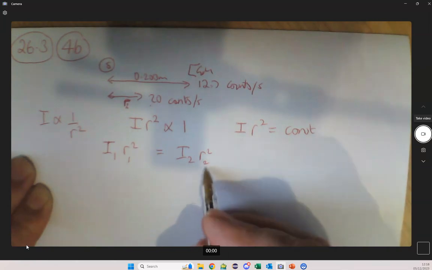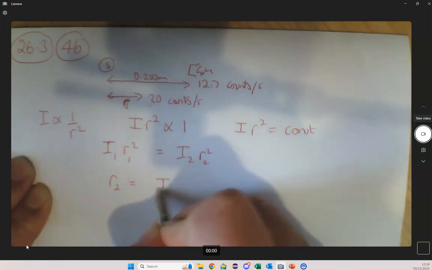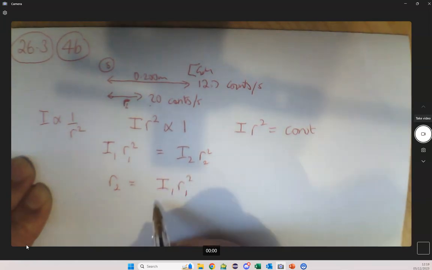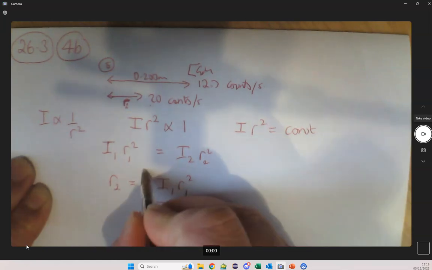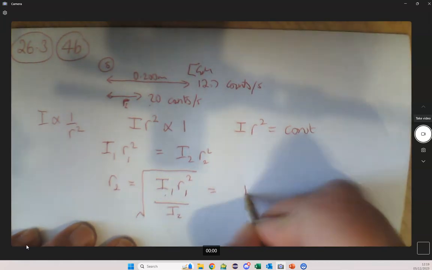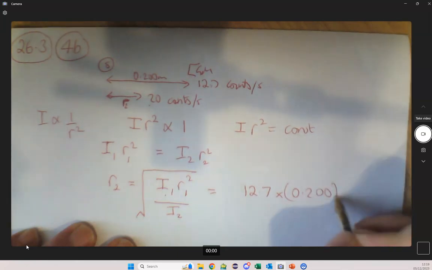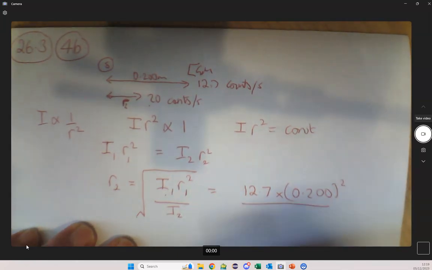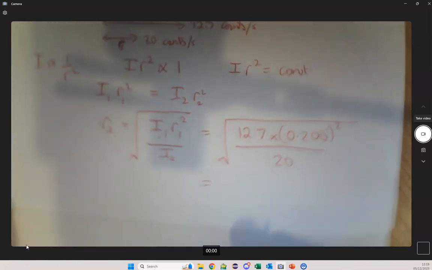And so I'm going to rearrange. I've got to find R2. So R2 is going to be I1 R1 squared divided by I2, and I'm going to have to square root it to get to R2 on its own. Let's plug the numbers in. I1 we've got 12.7 times by 0.200 meters squared. And then I2, they've told us they want it to be 20, and therefore we've got to square root it.